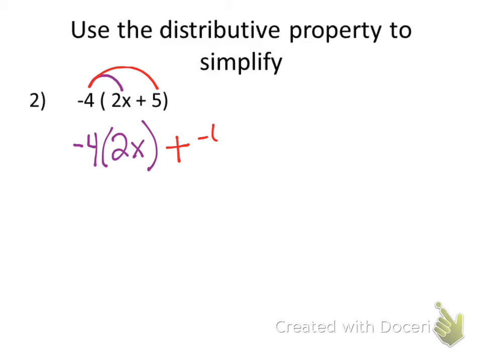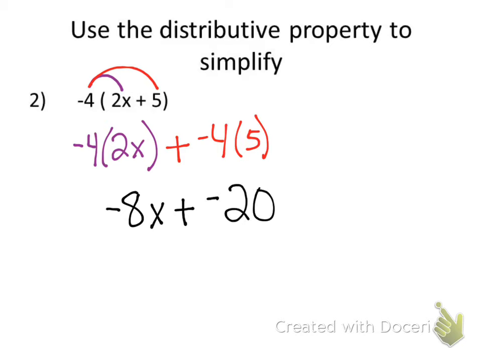Negative 4 times 5. This is where it gets tricky. What is negative 4 times 2x? Negative 8x. Plus, what is negative 4 times 5? Negative 20. Very good. Now, if you stopped here, you would not be wrong, but you wouldn't be all the way right.